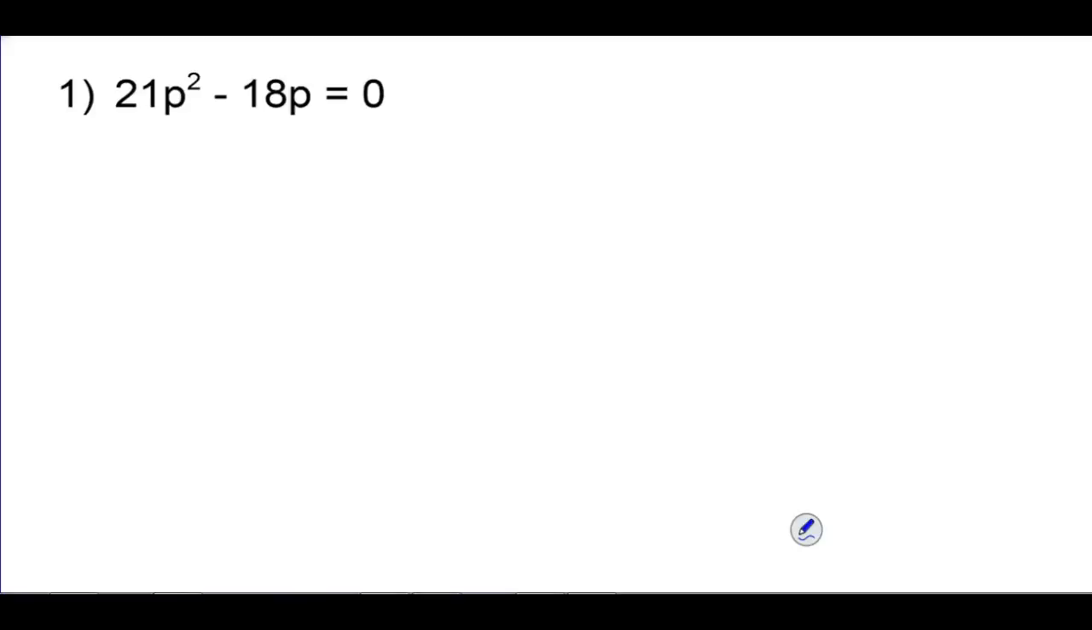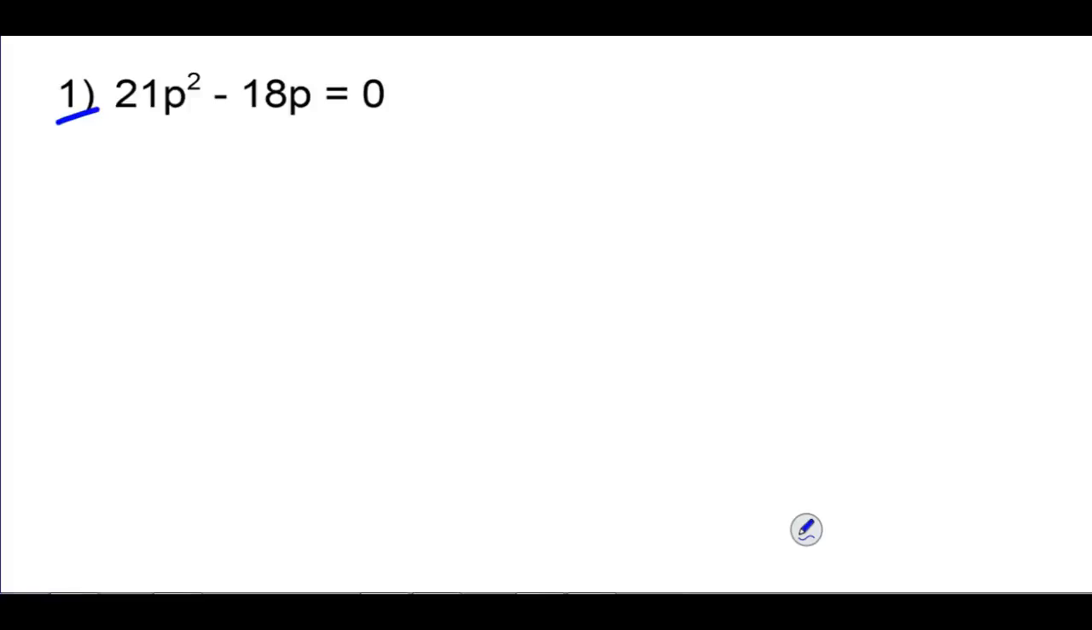Hi, this is Ms. Wiles, and in this video we'll have 4 more examples of 4 different ways to solve and possibly factor or check for factors for a quadratic equation. In this first example, you see 21p squared minus 18p.